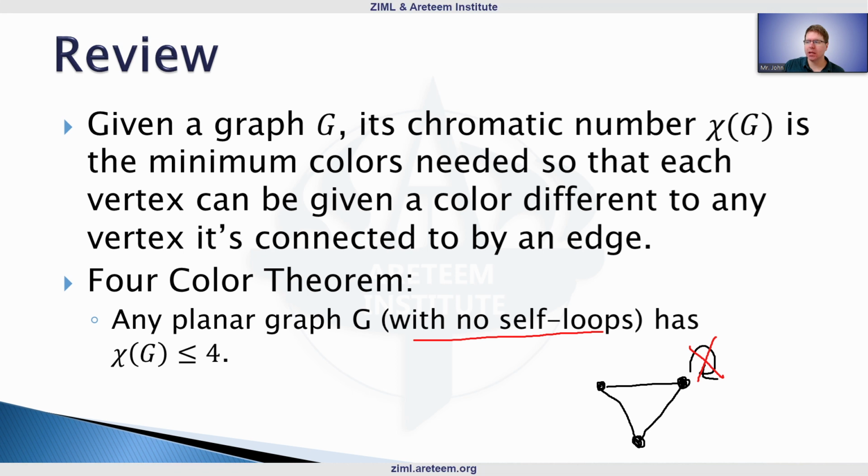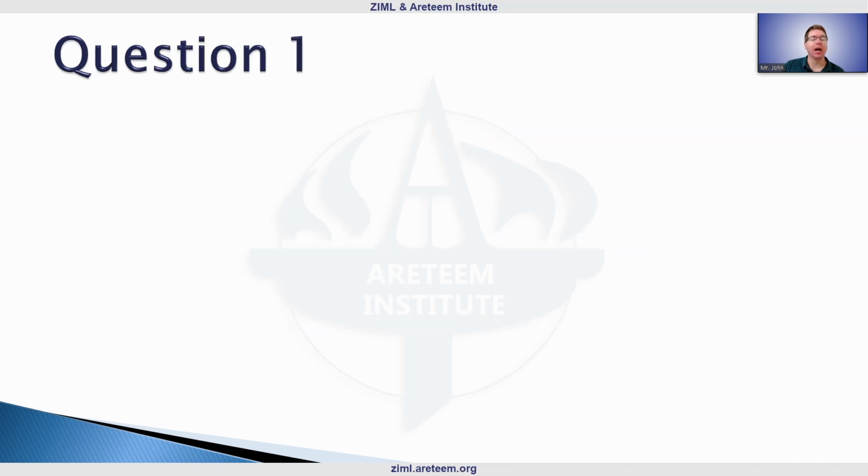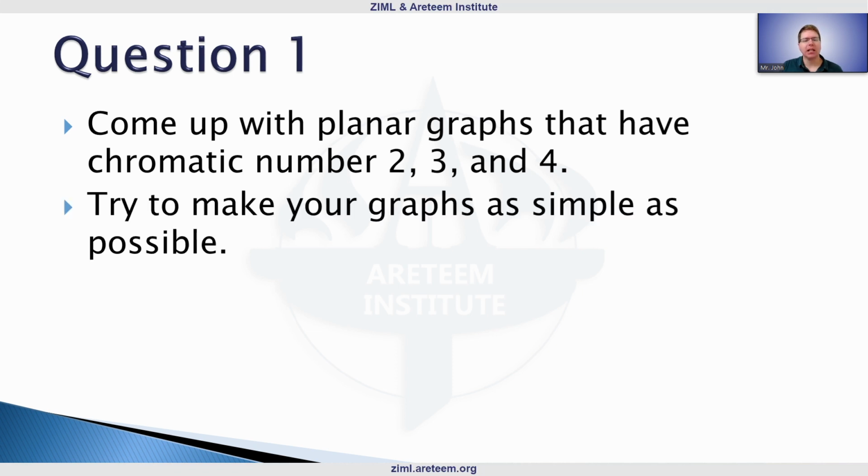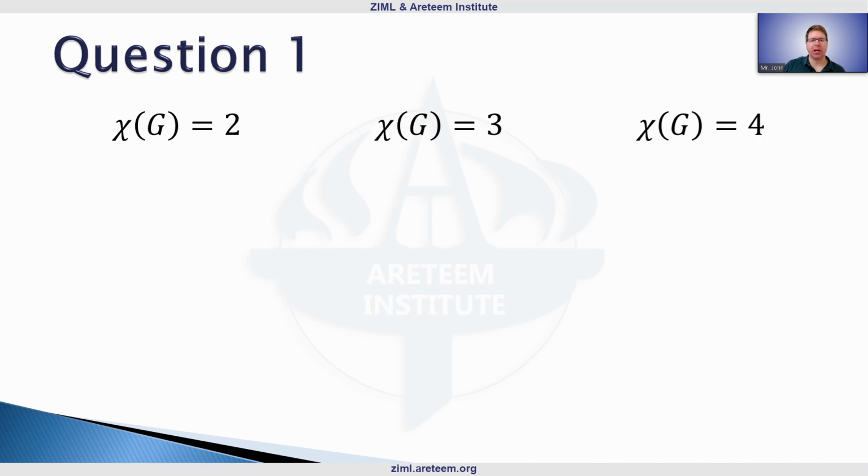Now, we wanted to explore this a little bit in the questions from last week. And these are actually all building to something we'll talk about in a little bit there as well. So come up with planar graphs that have chromatic number 2, 3, and 4, and try to make these graphs as simple as possible. Now, there's a lot of ways to do this, but let's look at ones with 2, 3, and 4. And getting into the ideas that we'll see on question 2 as well.